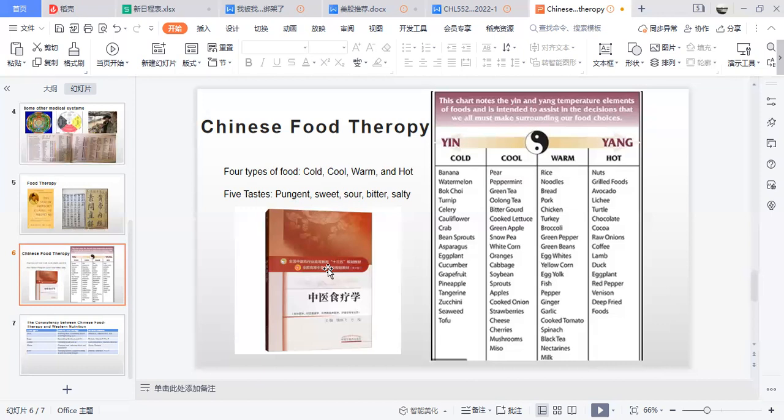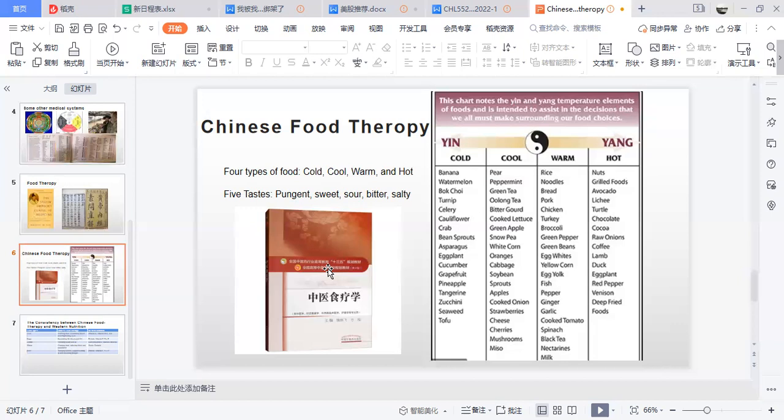for cold food, many vegetables and fruits belong to cold food, like banana or watermelon. And for cool food, also some fruit and vegetables like orange, cabbage, soybean, pear. And for warm food, many staples are warm food, like rice, noodles, bread, and some chicken or pork, some meat. The last one, hot food, is always grilled food and some chocolate and some vegetables in the south part of the world, like lychee, and also lamb, coffee.